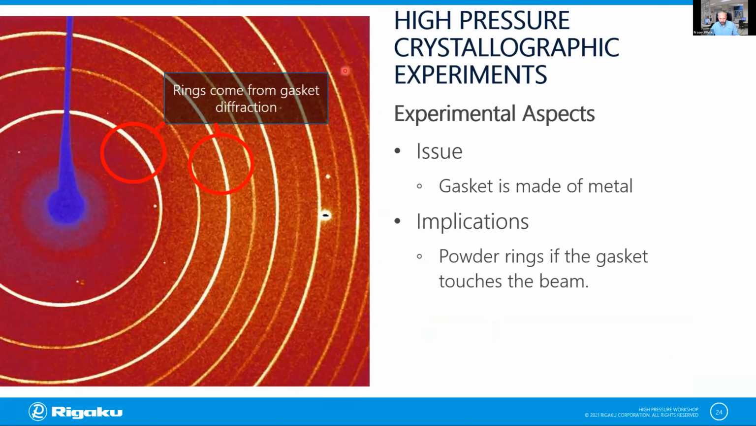And this is very intense. I think this was synchrotron data. So you can see that this is quite bad. And obviously we're going to have potential for overlapping sample reflections with these rings.